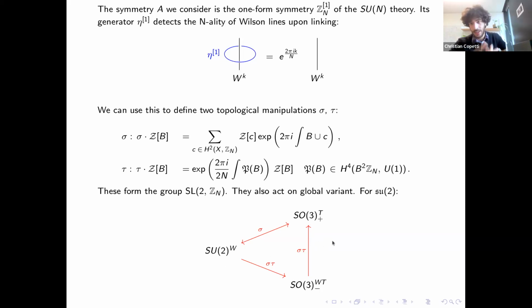But it also has an action on these global variants. So the important thing is the following. This SO(3)+ is invariant under sigma, SO(3) minus. It's the same action as in the slide before. So there is this triplet under sigma tau, and there is a singlet and a doublet under sigma. This we will need after. Okay. Any questions on this part?